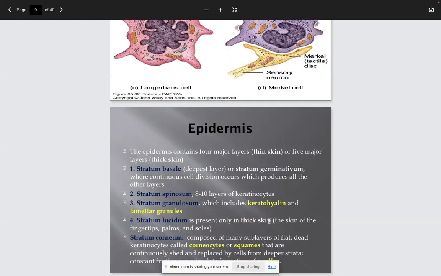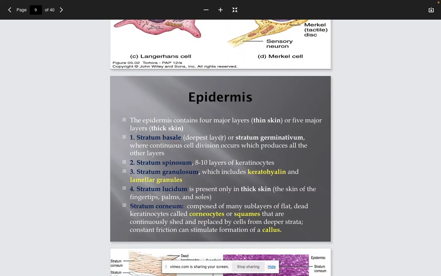So, the epidermis is going to contain these four major layers, and I would like for you to know the order of these layers, and I'll tell you some of the important nuances that I would like for you to be familiar with. So the stratum basale, this is going to be the deepest layer, okay? This is the deepest layer, so we're starting from deep and going more superficial. This is going to be where the majority of cell division occurs in order to produce more cells. Stratum spinosum, this is the spinous layer. It's 8 to 10 layers of keratinocytes.